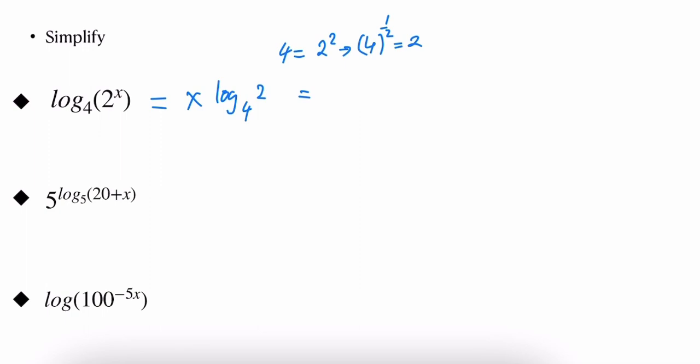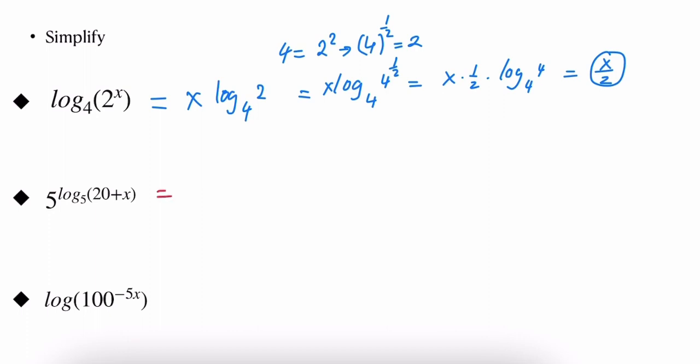All right, and then we can rewrite, instead of 2, you use 4 raised to the 1/2. In this case, again, we can use the power rule to move 1/2 to the front, multiply by log base 4 of 4, and that is 1. So then the simplified form of this log is x over 2.